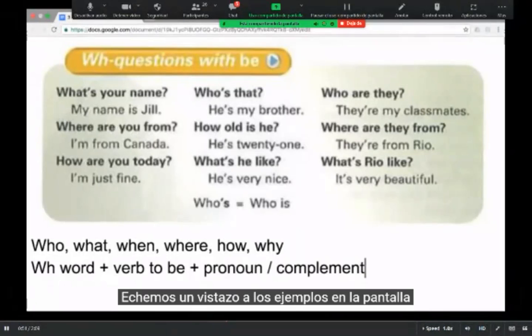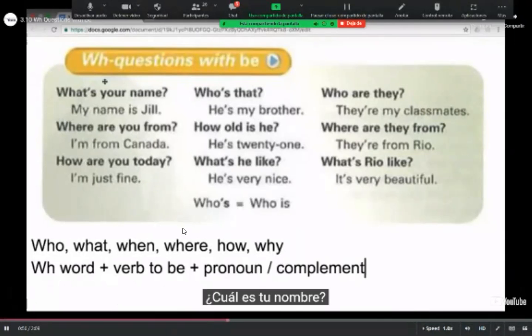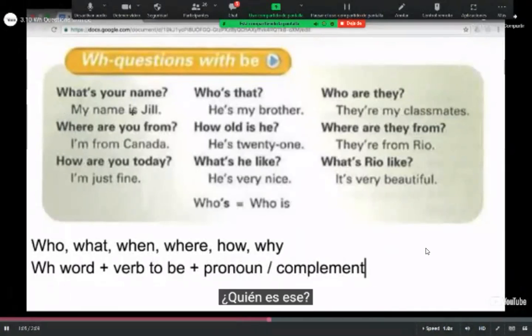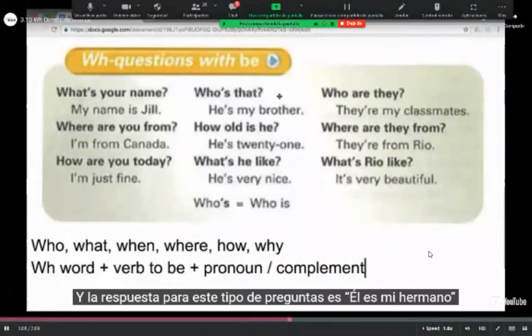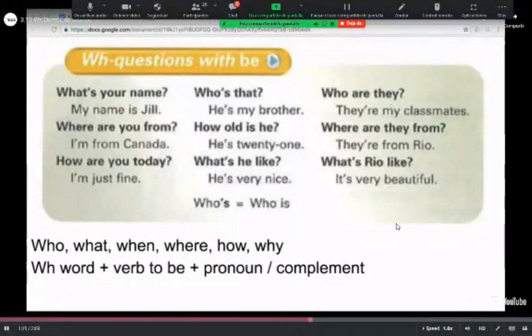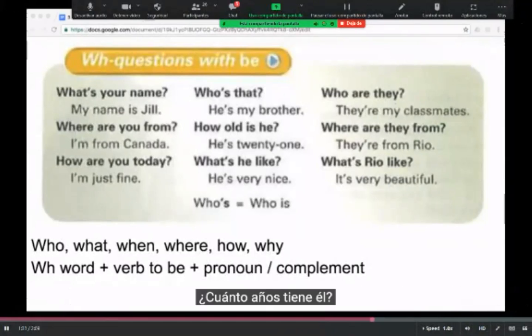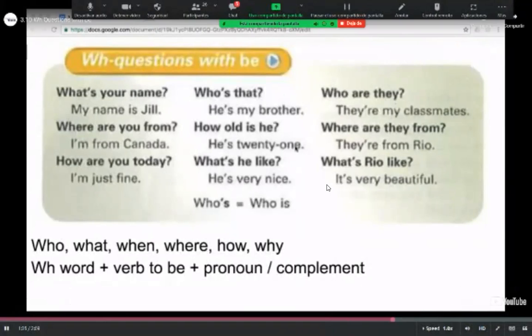Let's take a look at some of the examples on the screen. What's your name? And the answer for that type of question is, my name is Jill. Who's that? And the answer for that type of question is, he's my brother. Who are they? And the answer for that type of question is, they're my classmates. Where are you from? And the answer for that type of question is, I'm from Canada. How old is he? He's 21.